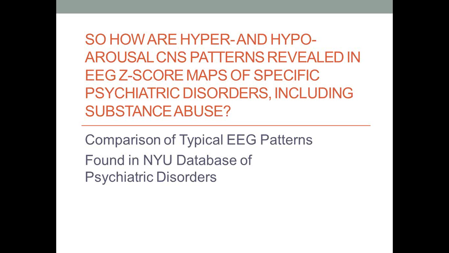So how are hyper and hypoarousal patterns revealed in EEG Z-score maps of specific psychiatric disorders?